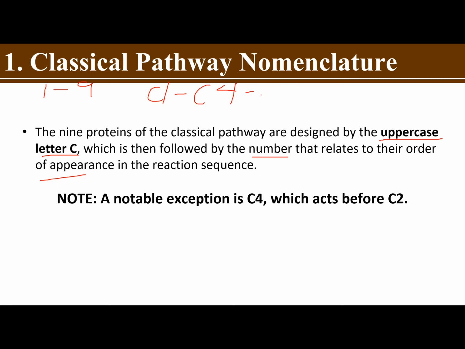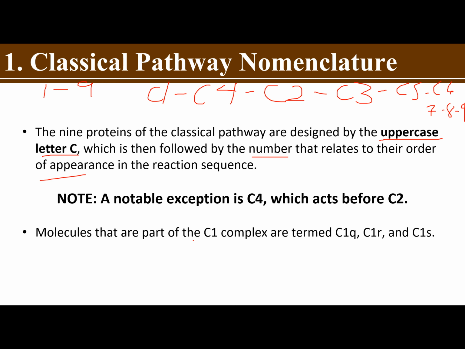Sorry. It should be C1, C4, C2, C3, C5, C6, 7, 8, and 9. So that's the order of appearance of your classical pathway. So it should start with C1, followed by C4, C2, C3, 5, 6, 7, 8, and 9. So I hope that was clear. And when writing it, you would use the uppercase letter C, followed by the number of their order of appearance.